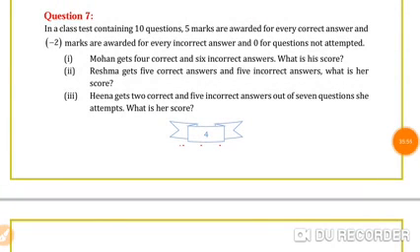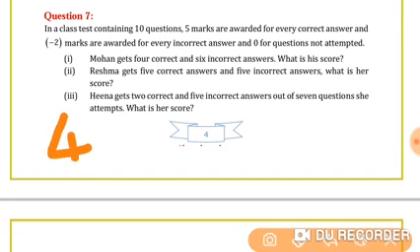So here now we can check how many marks Mohan scored. For 10 questions, how many correct, how many incorrect, how many not attempted. So the question is, Mohan gets 4 correct and 6 incorrect answers. What is his score? See, 4 correct means, for a correct answer, 5.